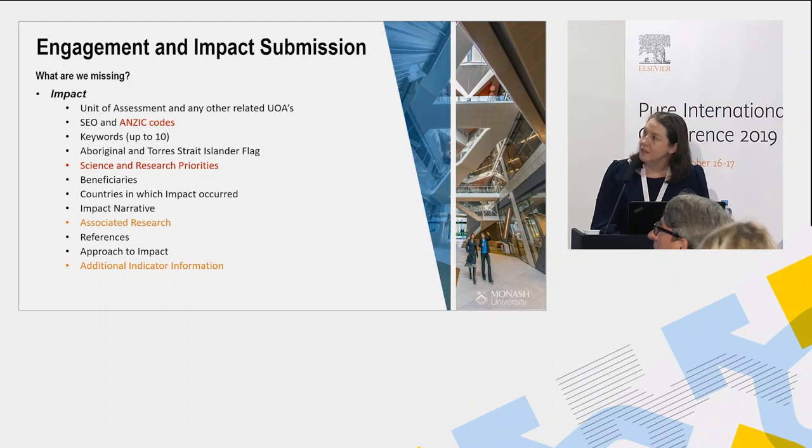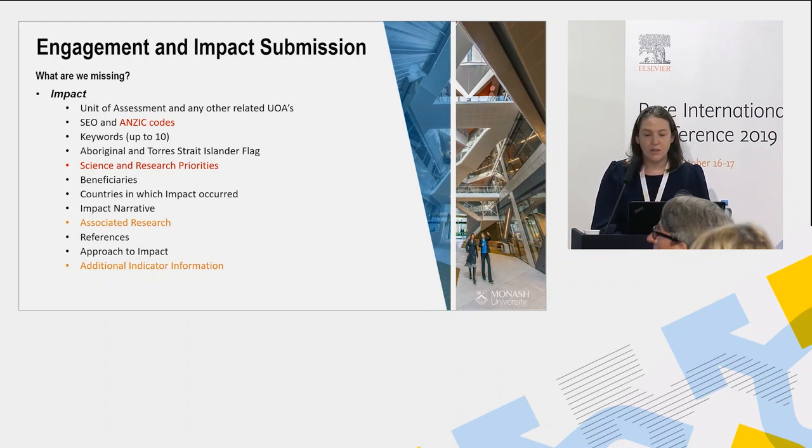So what were we missing? So in red is what we were missing that we couldn't get out of Pure for our submission. But I think in orange, the associated research and additional information that we were required to report are not actually very well captured in Pure either.